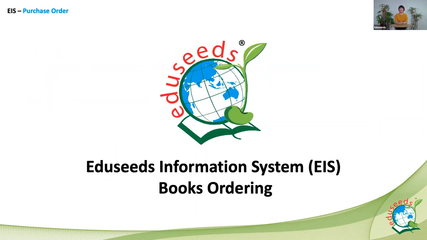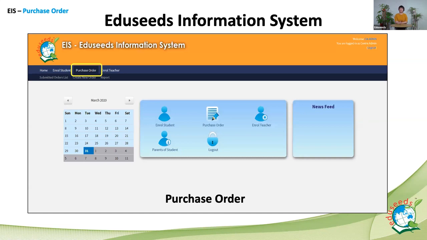Now, after the enrollment of the teachers and the enrollment of the students, if there is a new student, we have to come into this to buy books for the student. So all the purchases of books go through the online system called the EIS system, under the book ordering. It's the same, you come back to the same page that is called purchase order.